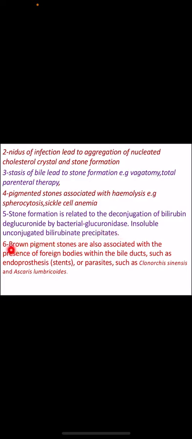The sixth cause of the gallstone formation is brown pigmented stone associated with the presence of a foreign body within the bile duct, such as parasite or stent. A stent is something we put in the common bile duct to overcome obstruction of the common bile duct, which could be due to tumor or due to stenosis of the common bile duct. And this stent would form a nidus for the formation of the stone in the gallbladder or in the common bile duct, or parasitic infestation due to Ascaris lumbricoides or Clonorchis sinensis.